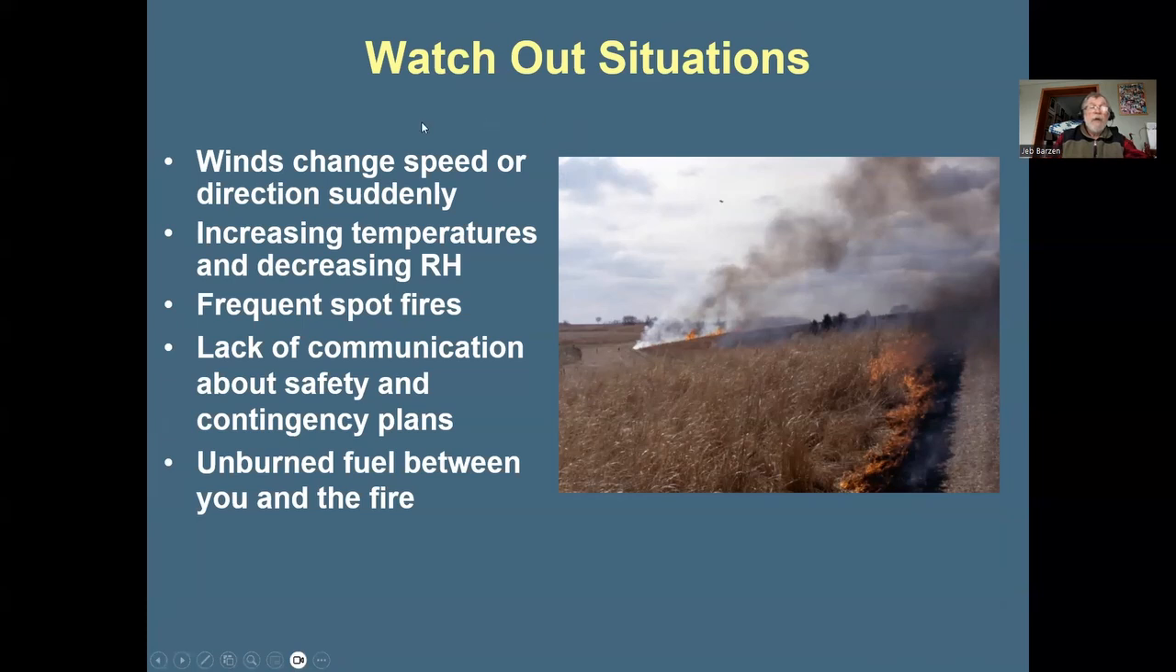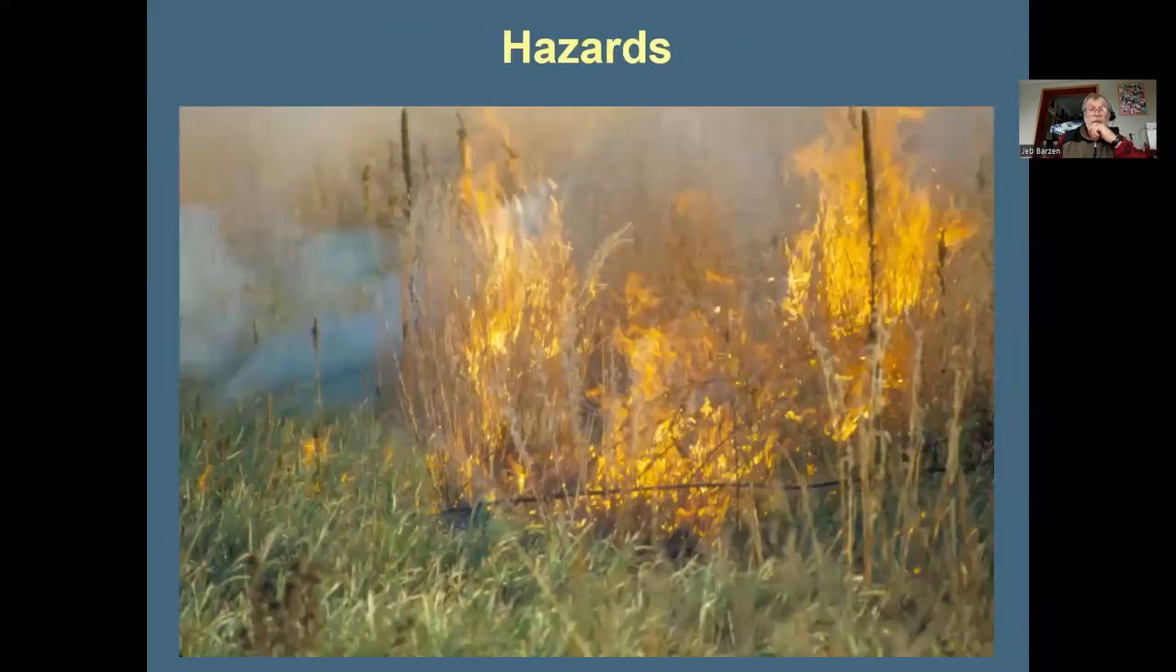Watch out situations can also occur when winds change speed or direction suddenly. Increasing temperatures, which decrease the RH, especially if they're beyond what was forecasted. Frequent spot fires is a watch out situation, and you might well decide to put the fire out. A lack of communication about safety and contingency plans. If you don't hear that discussed, that is a watch out situation in and of itself. And anytime you are in unburned fuel that exists between you and the fire. So if you're standing in the unit like here, you're in unburned fuel and it's between you and the fire. And so if the wind changes direction, you're at risk. If for some reason you're incapacitated, you're in this fuel, you're at risk. So you need to be very careful in those circumstances.